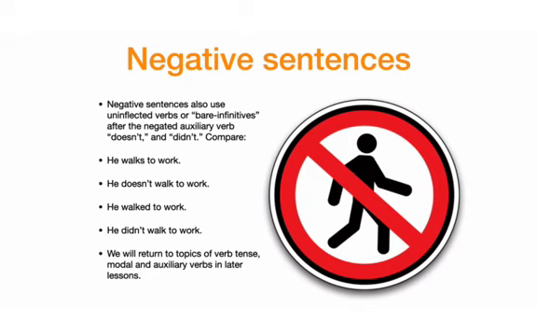Negative sentences. Negative sentences also use uninflected verbs or bare infinitives after the negated auxiliary verbs doesn't and didn't. Compare: he walks to work, he doesn't walk to work, he walked to work, he didn't walk to work. We will return to topics of verb tense, modal and auxiliary verbs in later lessons.